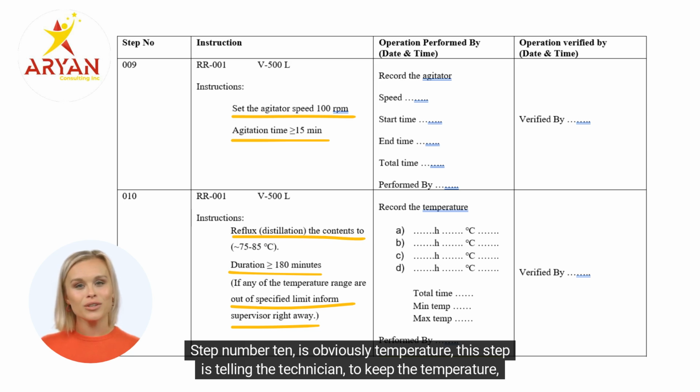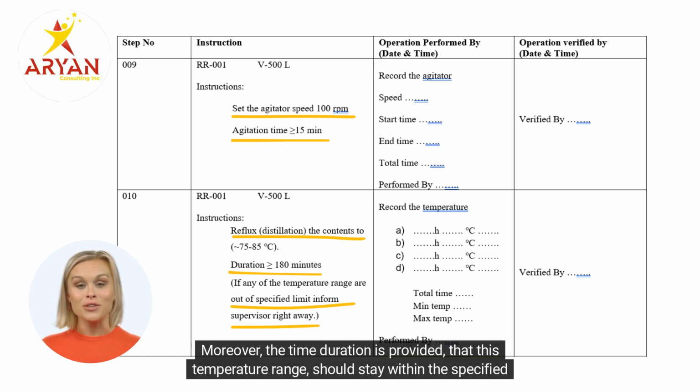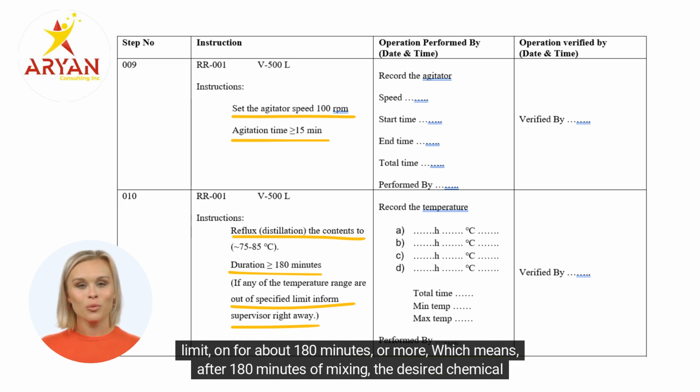This step is telling the technician to keep the temperature of the reactor between 75 to 85 degrees Celsius. Moreover, the time duration is provided: this temperature range should stay within the specified limit for about 180 minutes or more, which means after 180 minutes of mixing, the desired chemical has formed.